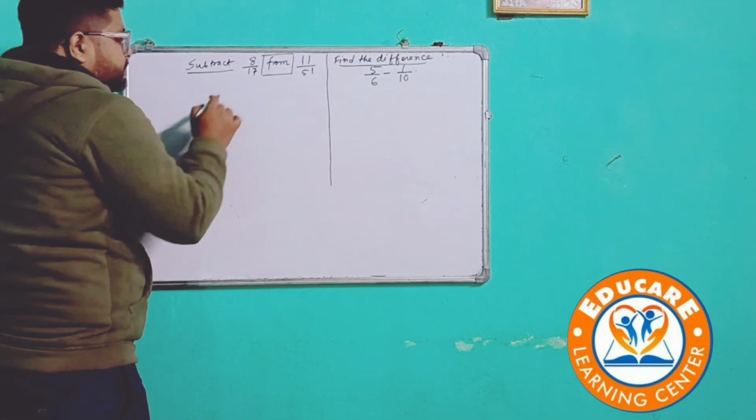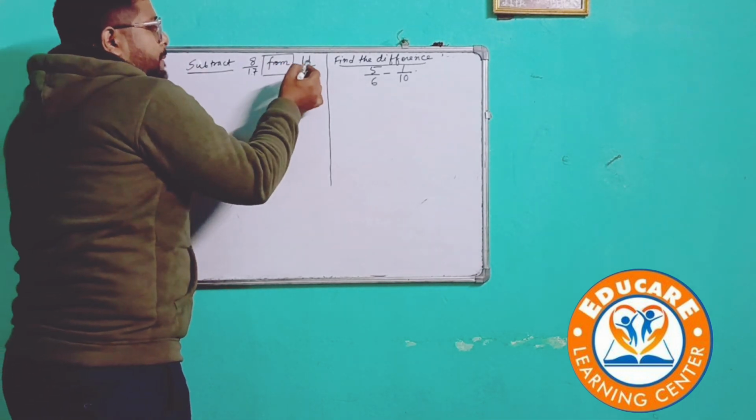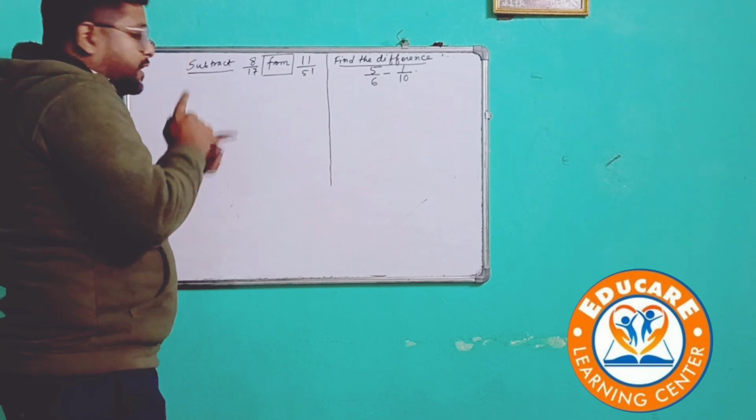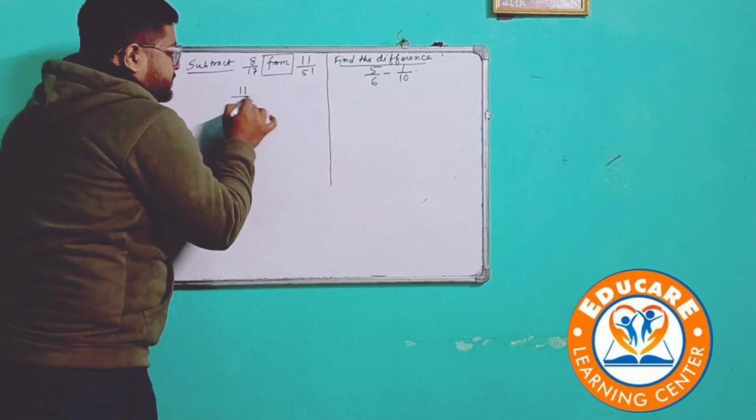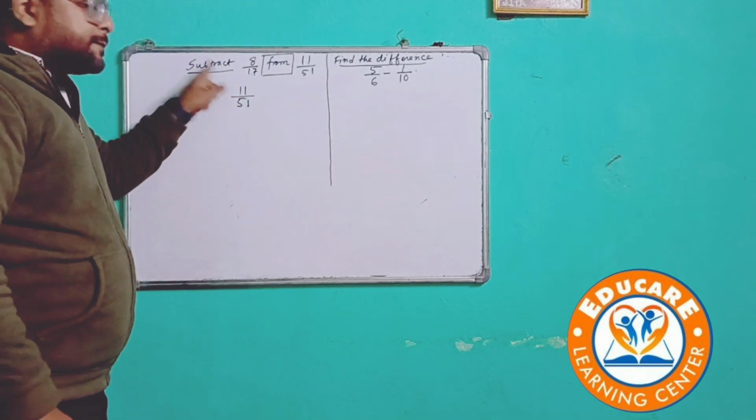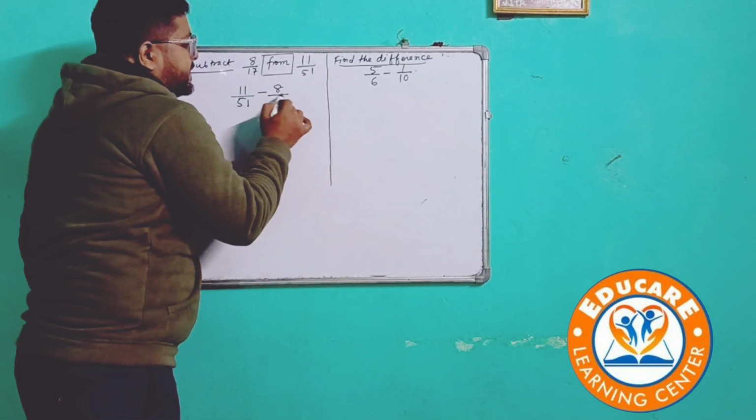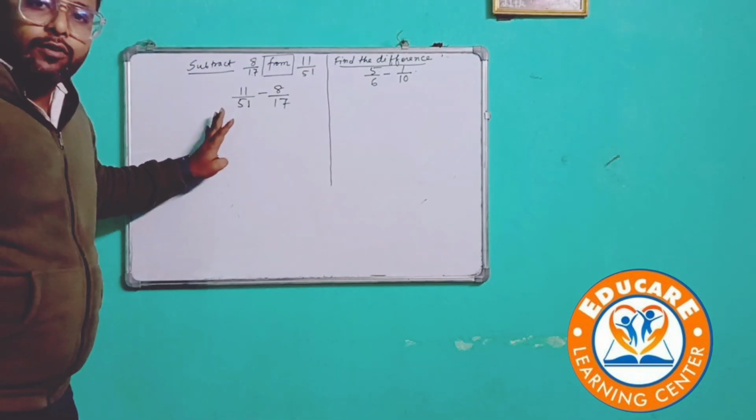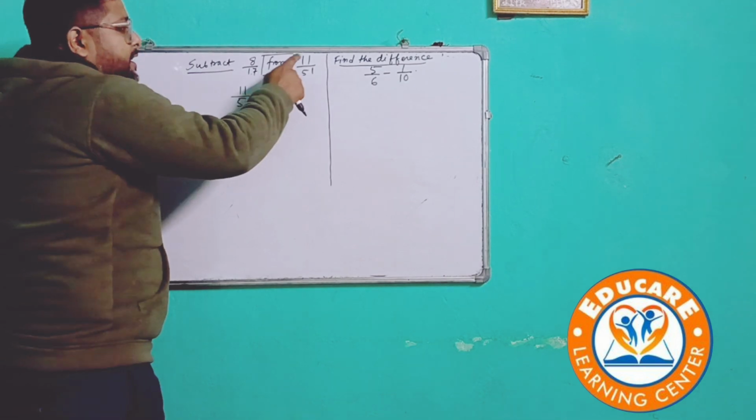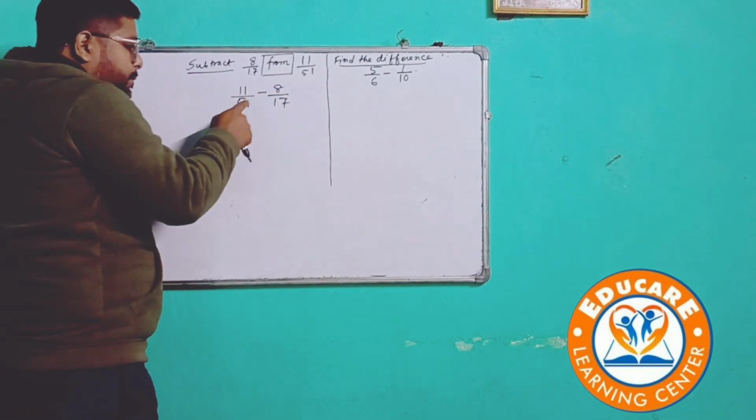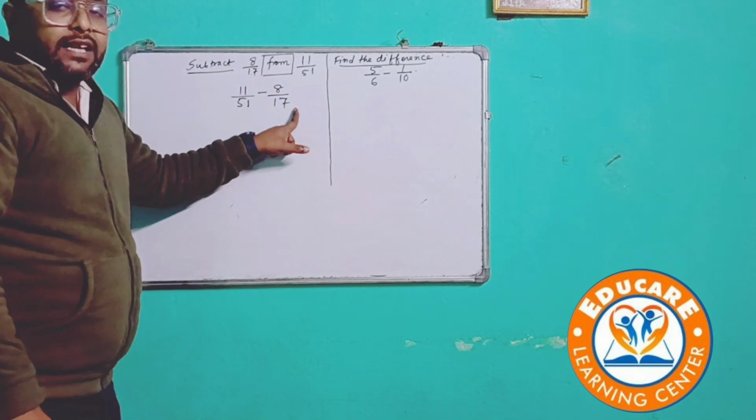Our first is 8 by 17 from 11 by 51. So in this case, the number which is after "from", you need to put that number first. And for subtract, you put a minus sign. And then put the first number, that is 8 by 17. This is the concept. That's it. There is nothing else. In case of "from", the number which is at the last, put it at first, and the number which is at first goes at last.